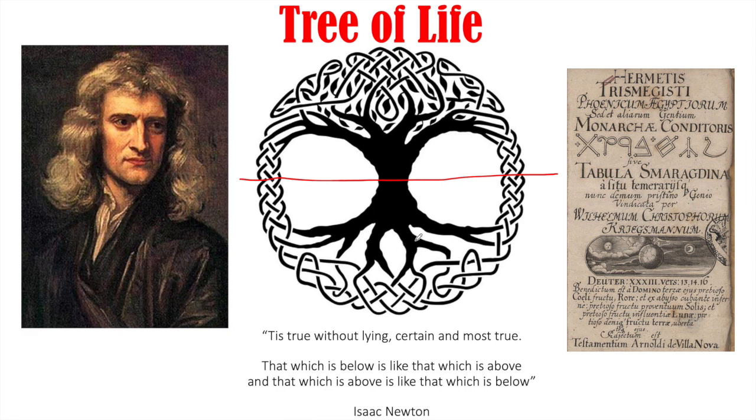So, "'tis true without lying, certain and most true, that which is below is like that which is above, and that which is above is like that which is below." So this is opposition but similarity. So opposites, it's similar. They're like what's above and below, but obviously the world changes. This one and the one that's in the sky is different as well. So one's reaching upward and there's sort of the central spot there.